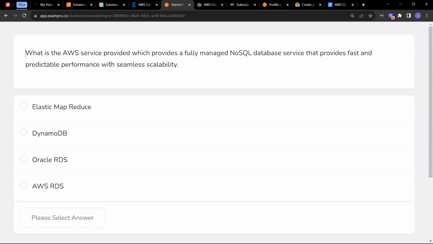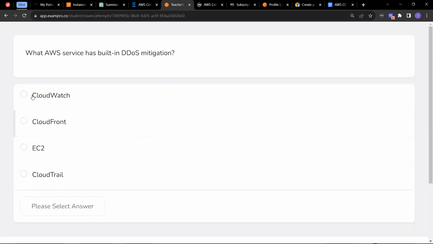What is the AWS service provided which provides a fully managed NoSQL database service? We are looking at NoSQL, so yes, DynamoDB. What AWS service has built-in DDoS mitigation? CloudWatch? No. CloudWatch is a monitoring service, EC2 is just an instance, CloudTrail is for auditing. So yes, that's CloudFront.